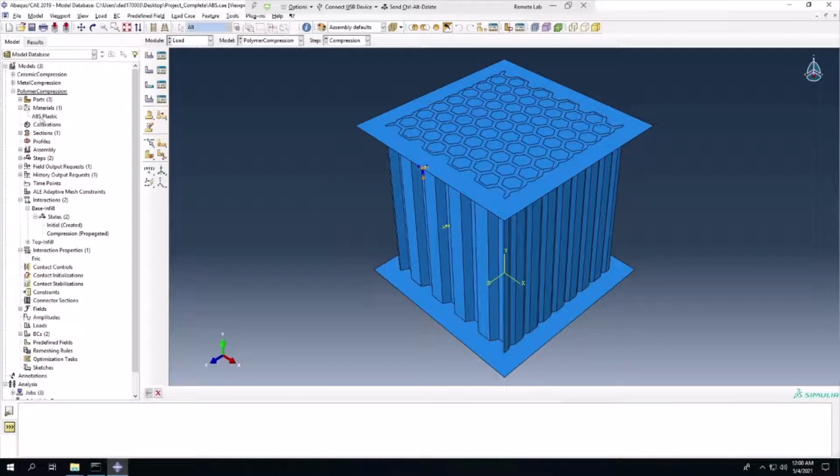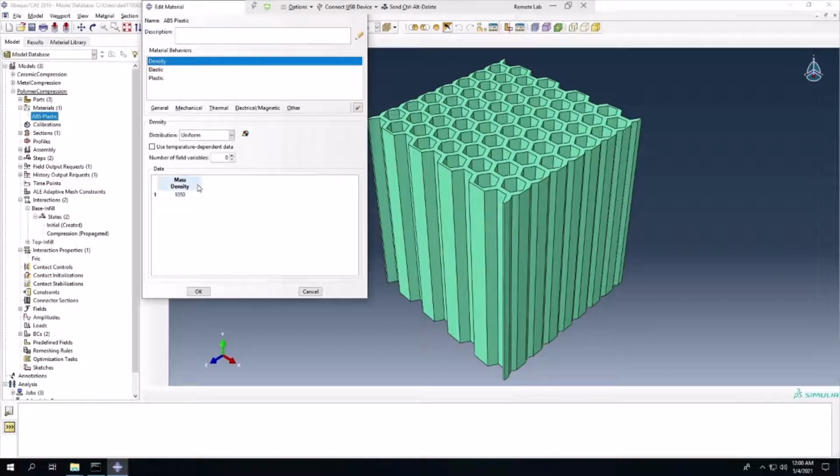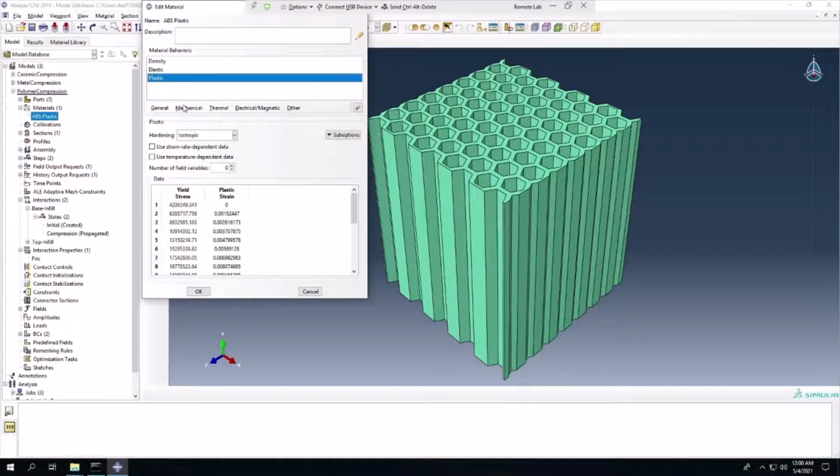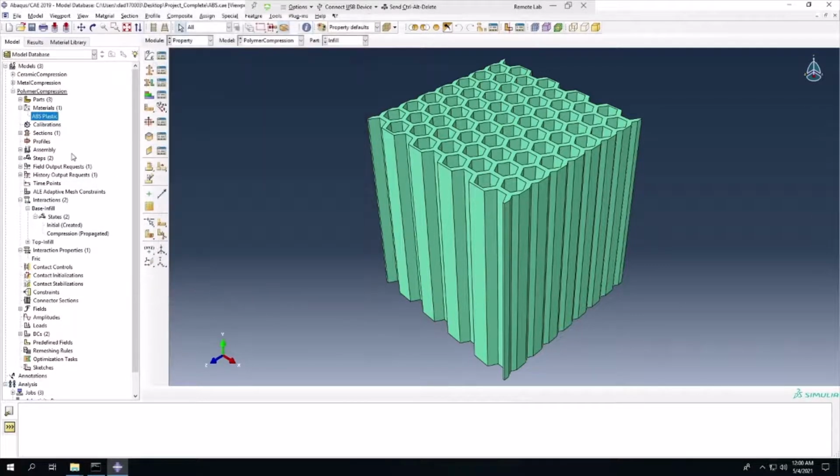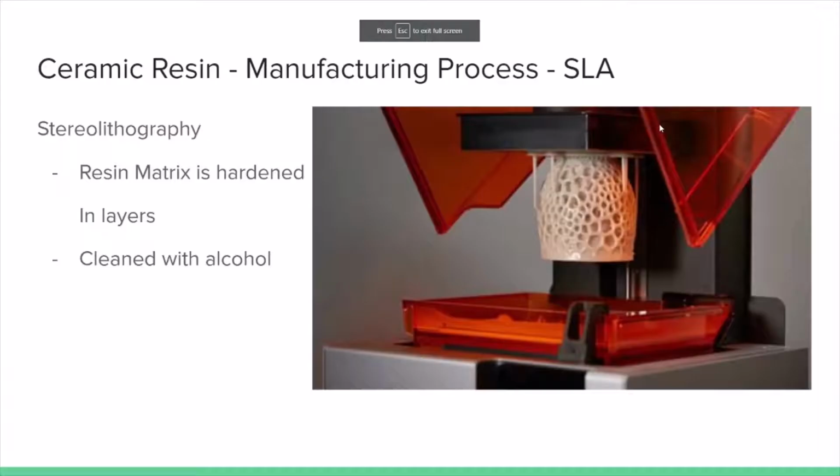The material properties that we used for this were the basic ones of density, elastic properties, and then a plastic true stress strain curve taken from experimental results. For our ceramic material, we chose to look at a ceramic resin offered by the 3D printing company Formlabs. The manufacturing process used for this material is known as SLA printing, or stereolithography.